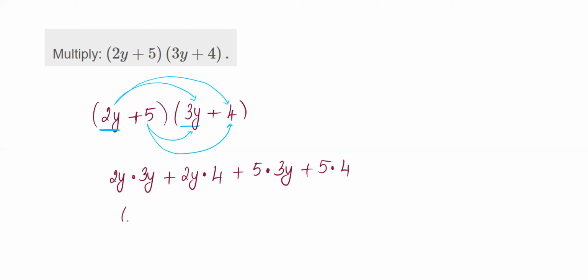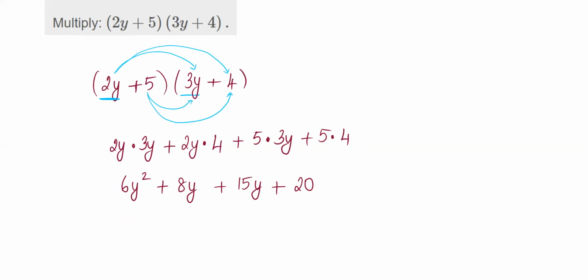All right, so we have 3 times 2, 6, y times y, y squared, 2 times 4, 8, and then the y, 5 times 3, 15, and then the y, 5 times 4, 20. Look at your terms. You have 4 terms because we got 4 arches. But now you're going to see if there are any like terms. And yes, we do see a pair of like terms, 15y and the 8y. So we now have 6y squared plus 23y plus 20. And this becomes your final answer.